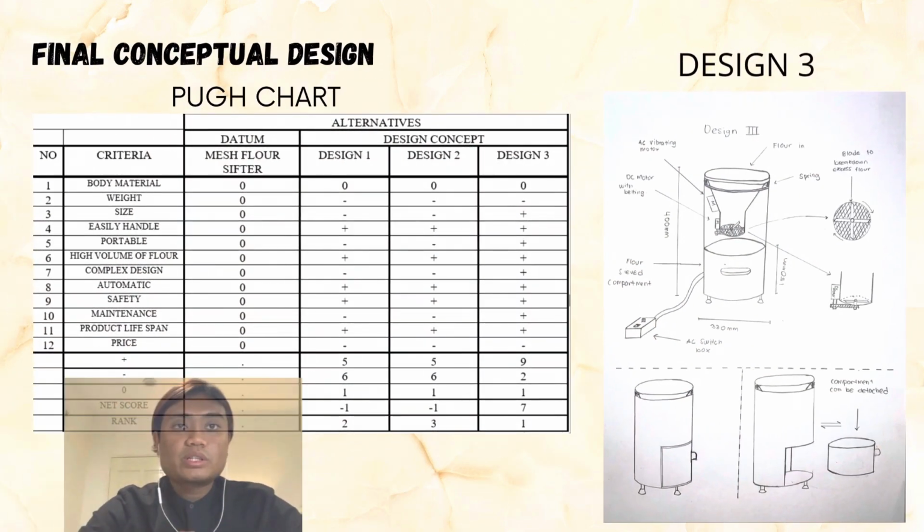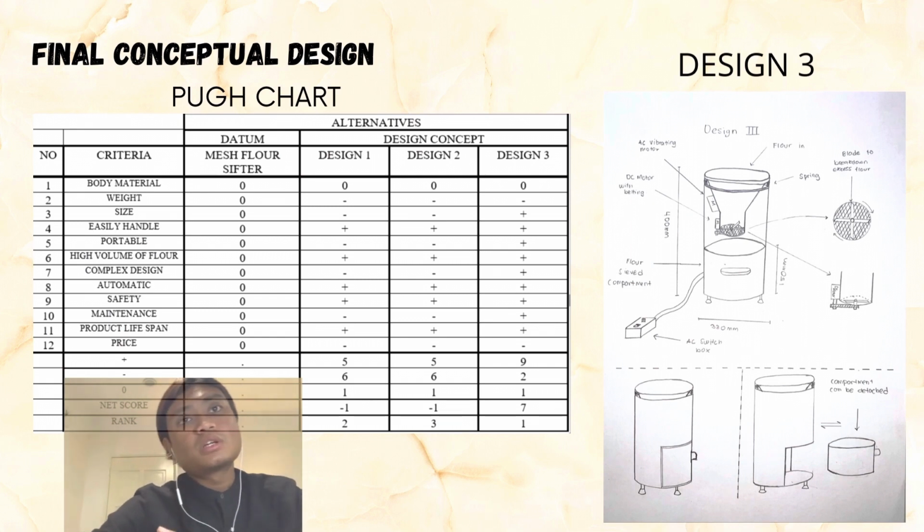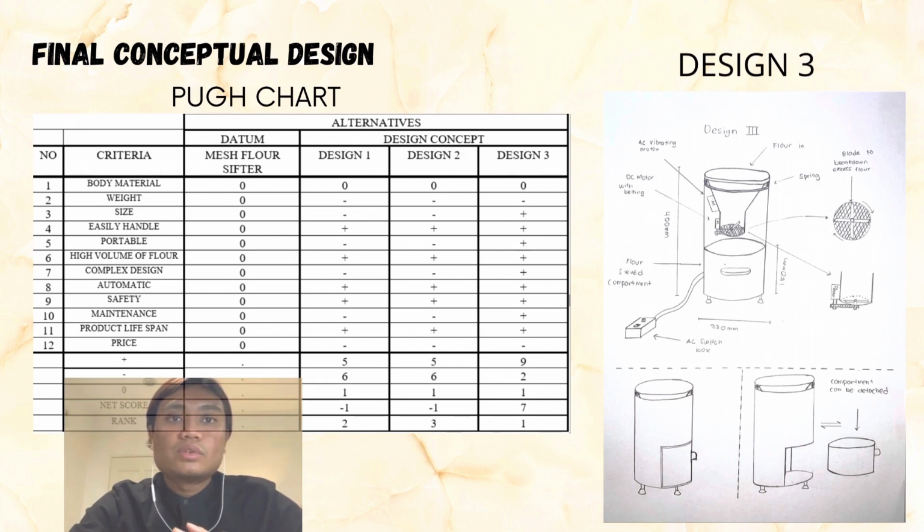Next, I want to present the final conceptual design that our group chose. Based on the Pugh chart, as you can see, design number 3 has the highest net score and the first rank among our 3 design sketches. So with this result, our group has decided to choose design number 3 for our final conceptual design project.